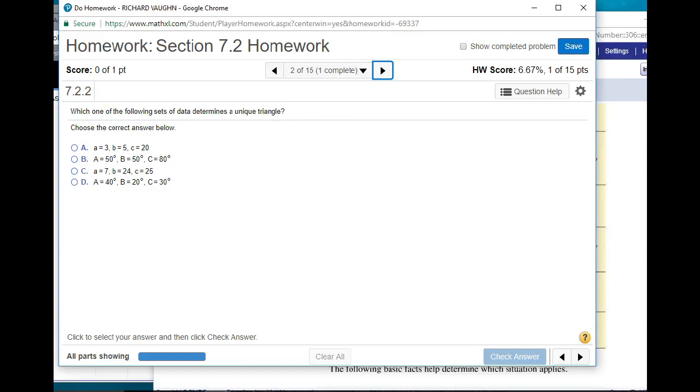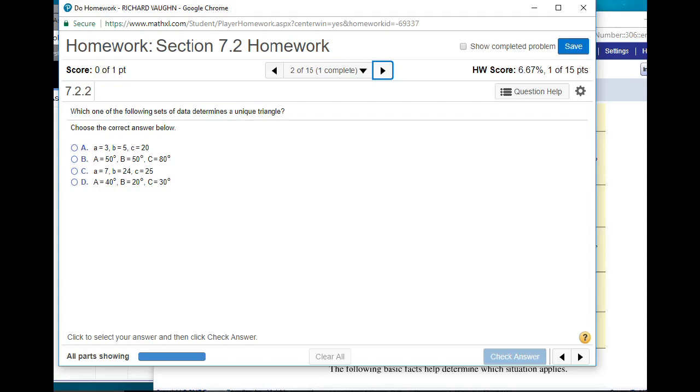So in this case, you have A is 3 and B is 5, and 3 plus 5 is only 8, which is not bigger than 20. So you can't take a shorter distance by going along 2 sides of a triangle than the one distance, which is the third side of the triangle. So it is not possible to build a triangle with these dimensions, because the sum of 2 sides is not bigger than the 3rd side. So that one doesn't determine a unique triangle.